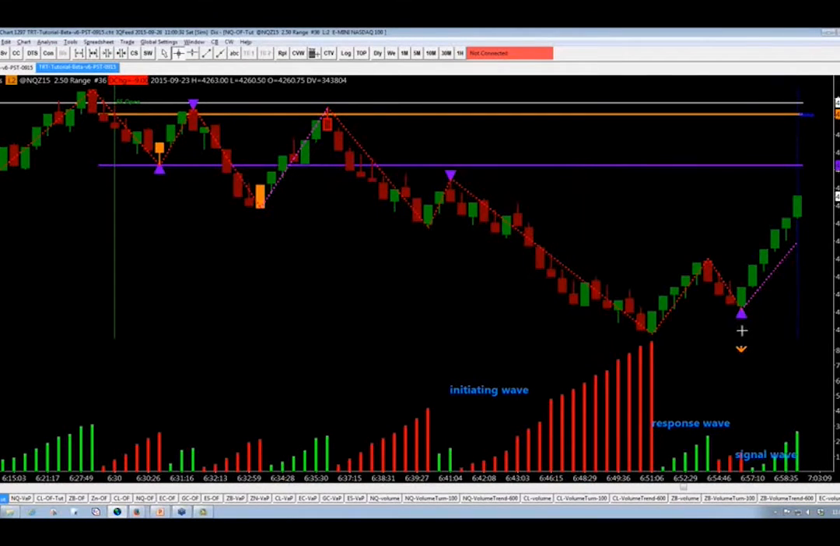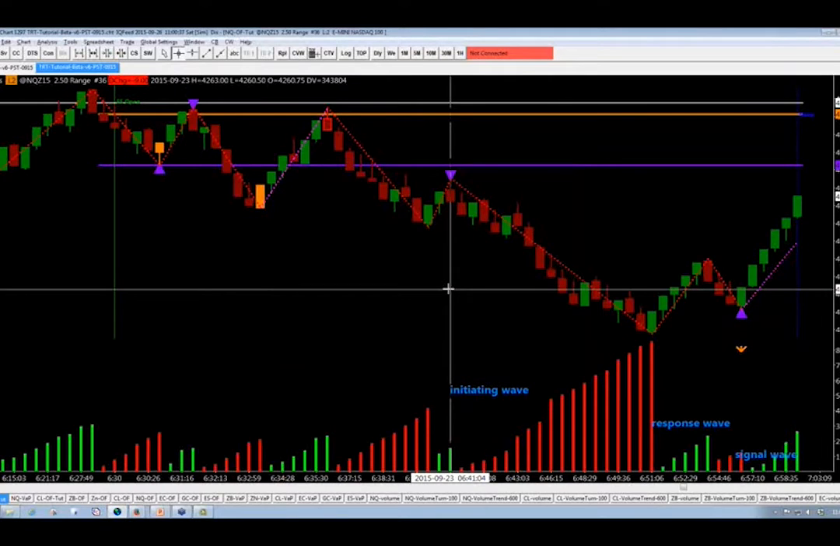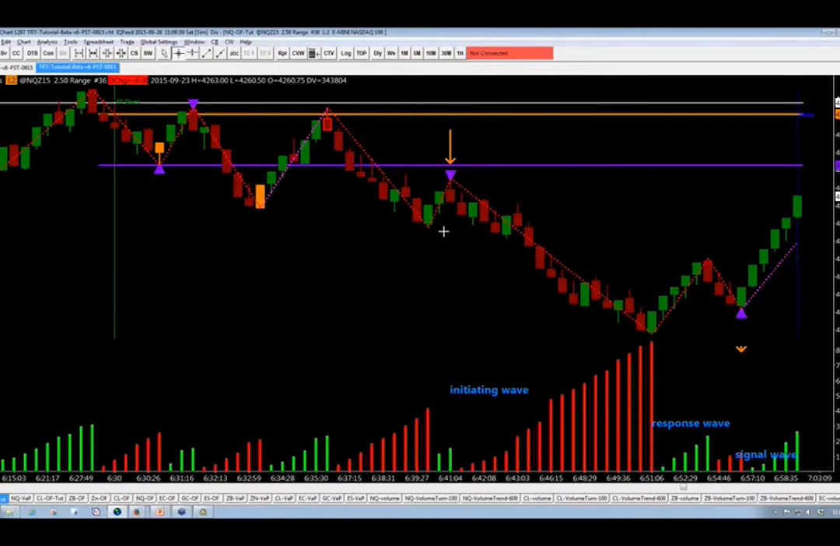Let's turn that on. And you're going to get this purple triangle right here. That purple triangle is a no interest long signal. Now, you also see there's a no interest short signal right there. Let's go look at that one. This is the initiating wave right here. The response, a nice healthy down response.